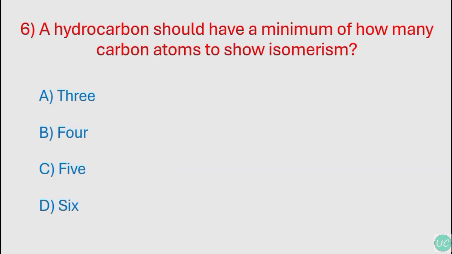Our next question is: a hydrocarbon should have a minimum of how many carbon atoms to show isomerism? The correct answer is 4. This is because branching is not possible with the first 3 carbon atoms. From the 4th carbon onwards, we can show different branching styles, which results in isomerism.